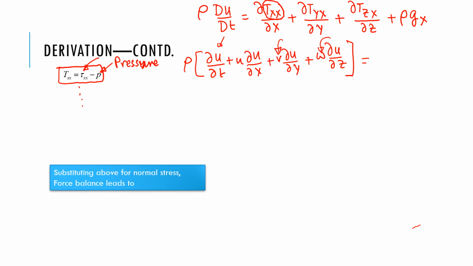So this is equal to all of these other quantities like del Txx, del x plus del Tyx, del y plus del Tzx, del z plus rho gx. Now we substitute for these t's the relationships like this one. So when I do that, that's when I bring in shear stress and pressure.